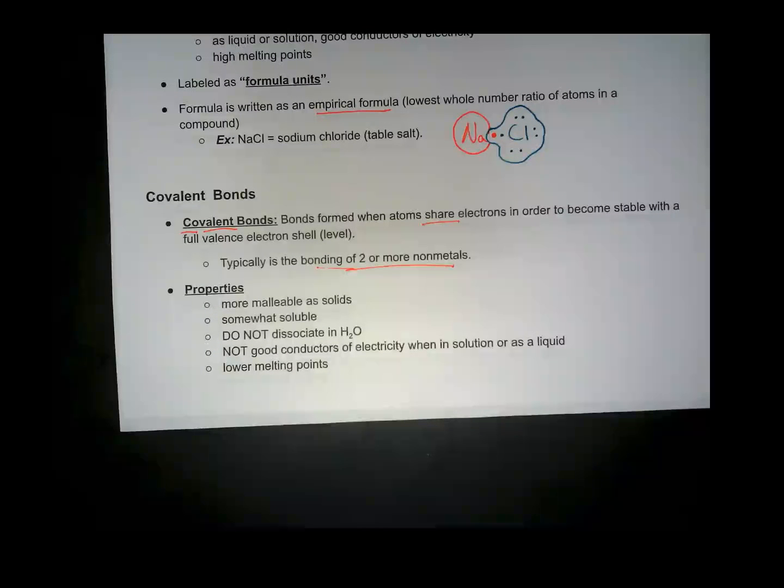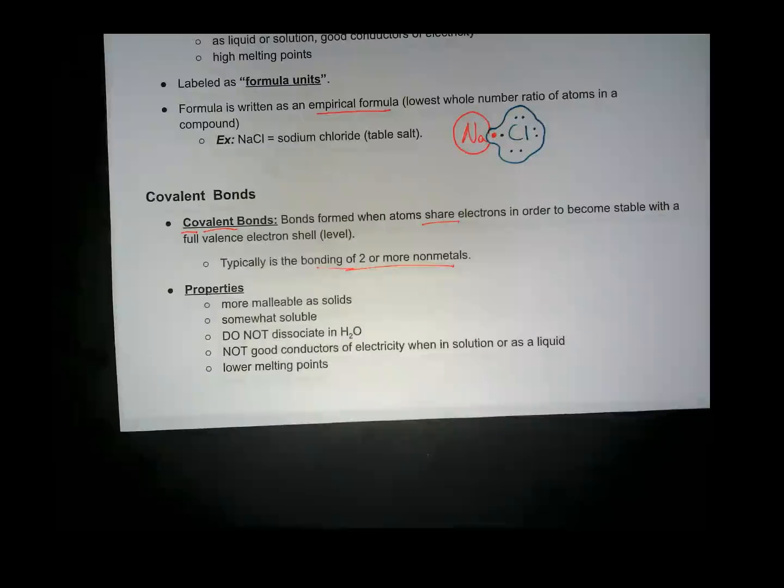So then the properties of covalent bonds. Covalent bonds are just more malleable as solids, which again makes sense because we're not dealing with metals anymore, we're dealing with nonmetals. So then they're somewhat soluble, which means that they're not going to dissociate terribly well in water. They're going to be sticking together pretty hard, which also makes sense because they're sharing electrons, so the bond's going to be tougher. It's going to be much harder to break.